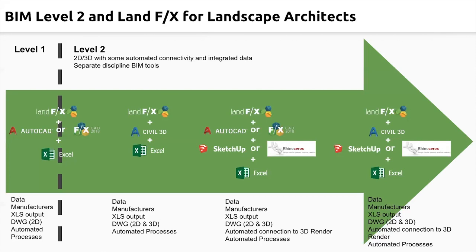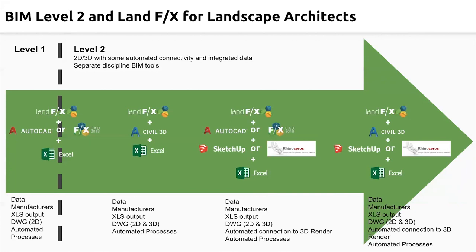So we're going to talk about the programs we support right now. If you work with Land F/X and you have either AutoCAD or FXCAD, and then you link that up with your Excel formats, you're still technically in level 1 because you don't have any link to 3D, but you're really, really close to level 2 because you have all of the data that isn't supposed to be in level 1. So that's why I put that on the borderline there. It's not actually level 1 because you have all the integrated data, which doesn't come with level 1, but you don't have 3D. So that's that.